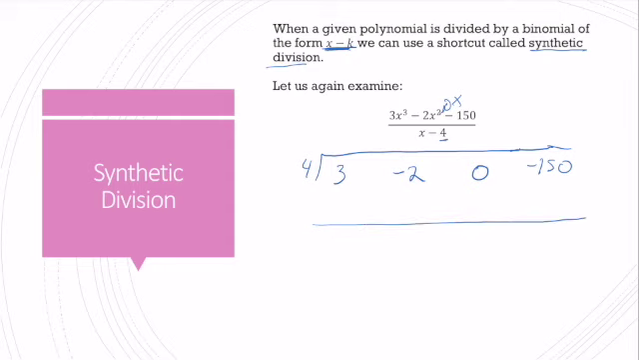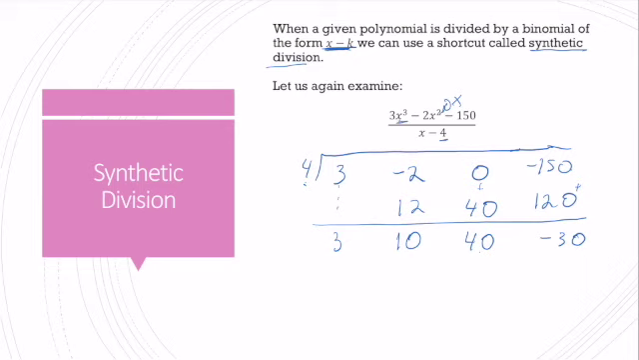And the way synthetic division works is this. I'm going to pull down my first term. I'm going to take 4 times 3, that gives me 12. I'm going to take negative 2 plus 12, that gives me 10. I'm going to take 4 times 10, which is 40. I add this column together, right? I'm adding these. That gives me 40. 4 times 40 is 120. Negative 50 plus 120 is negative 30.